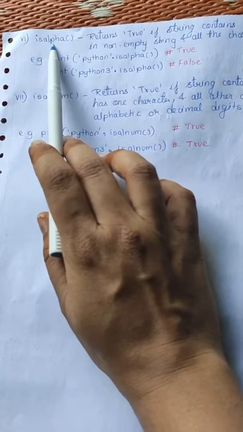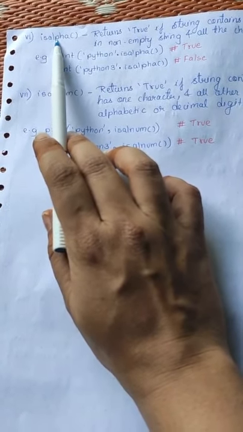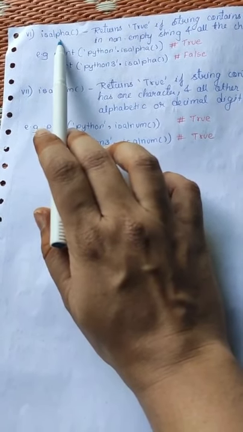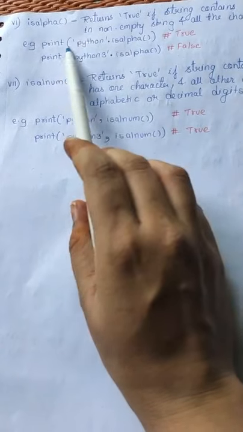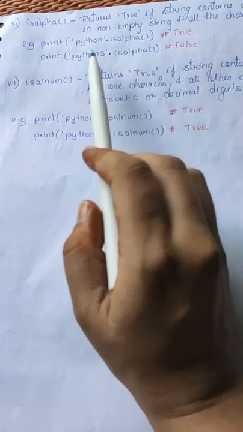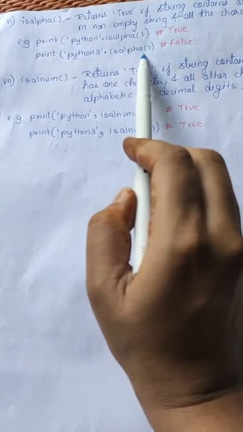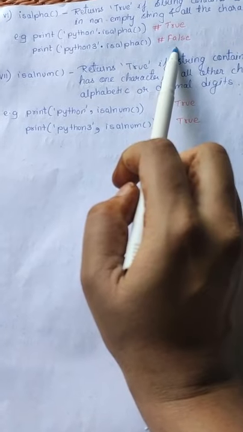So if I write a string with decimal numbers or digits in it, then it is going to give me false. When my string is made up of only characters, it is going to give me true. See, here you can see an example. Here I have written only Python and dot isalpha, so it is going to return true. But when I add 3 over here, then when I call this function, it is going to result in false.